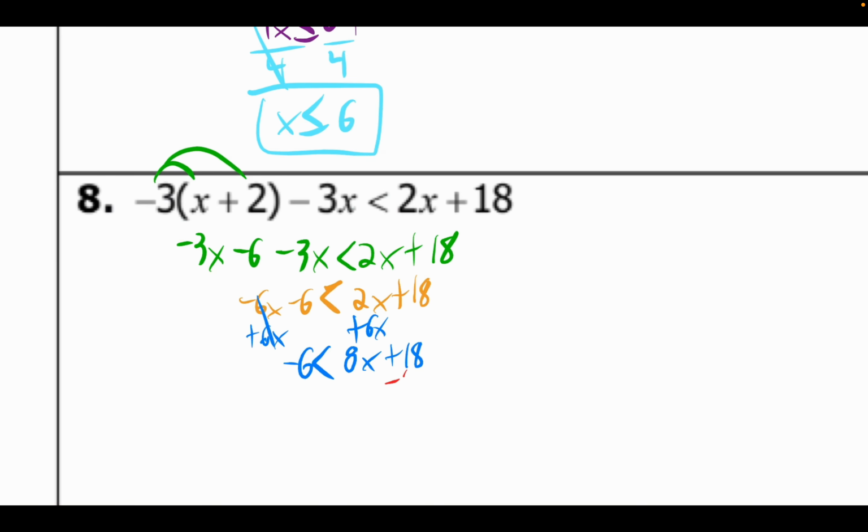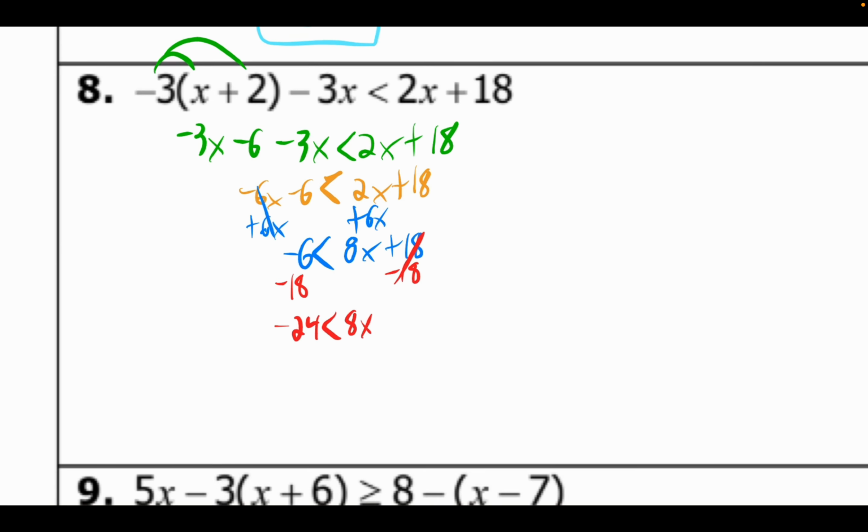I'm going to go ahead and subtract 18 from both sides, move my numbers to the opposite side of my variables. I have negative 24 is less than 8x. If you had your 8x on the left, it'd be a negative 8x, and if you have your 24 on the right, it'd be a positive 24. The signs just switch. And so we divide both sides by 8. And I get negative 3 is less than x.